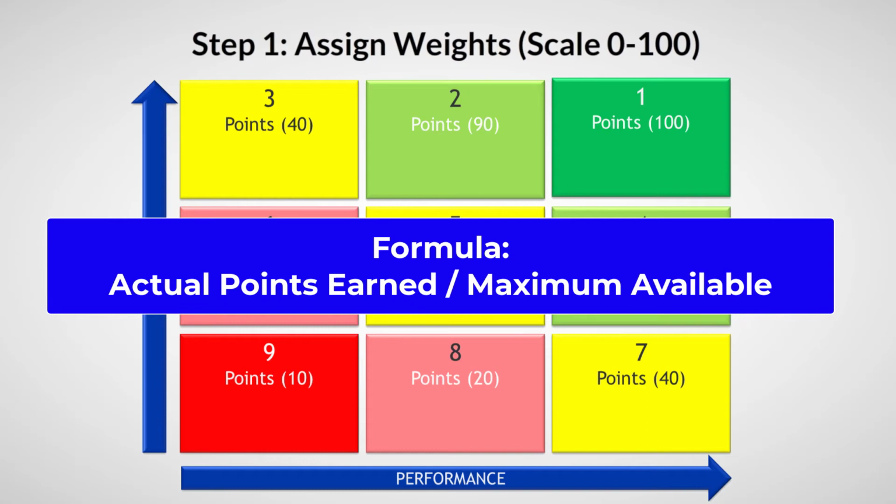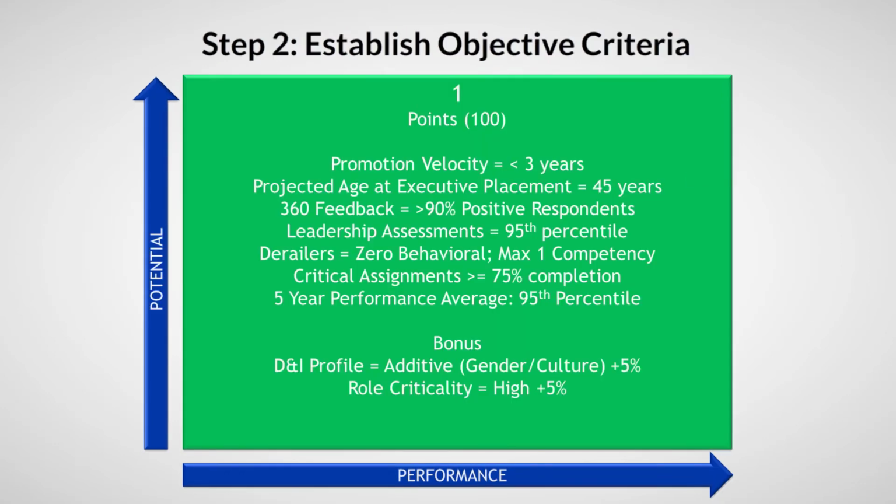So you can kind of see how you can use the data-driven 9 box to create an average score for your talent, and that'll tell you where basically everyone is landing on the grid. Step 2, you actually establish objective criteria for each box on your grid.